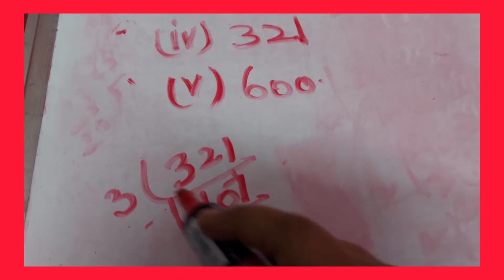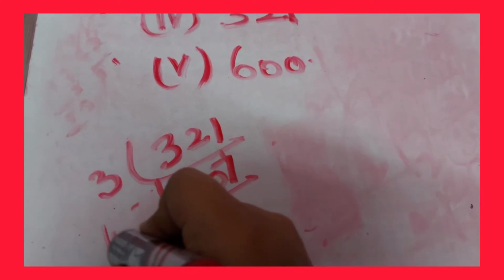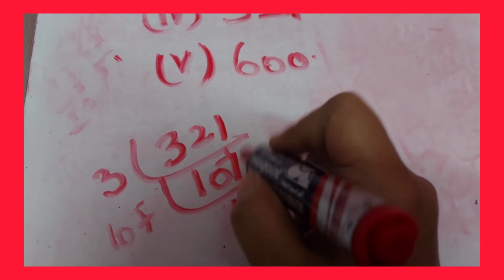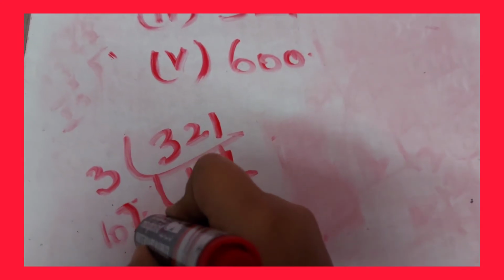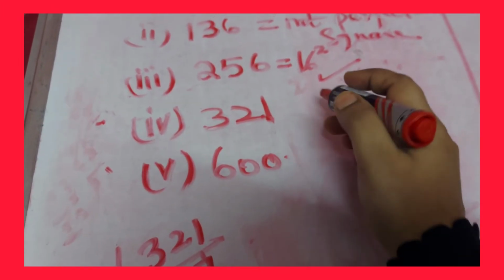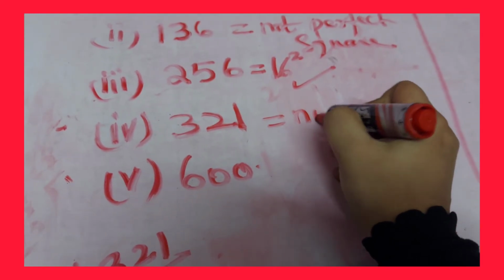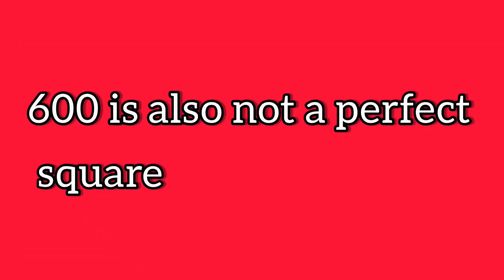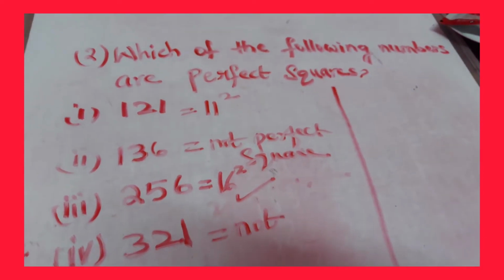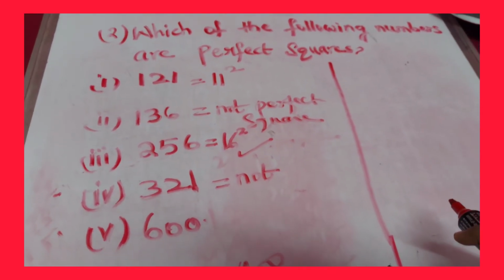So 107 doesn't go in any table. So you write 107 ones are 107, or 1 into 107 is 107. So like this, it is not a perfect square. This is also not a perfect square. So only 121 and 256 are perfect squares in this. Like this you have to find out the perfect squares.